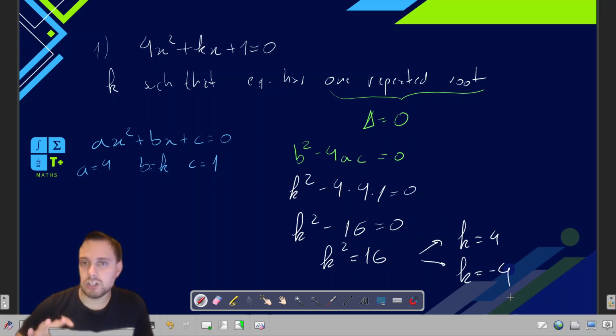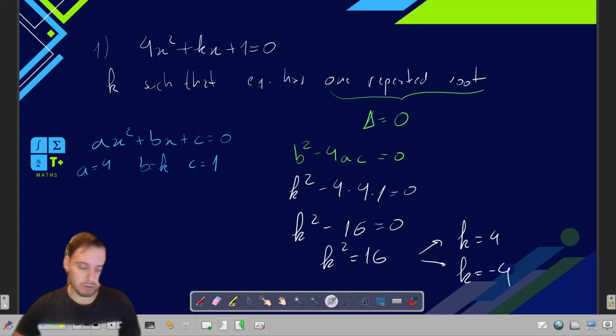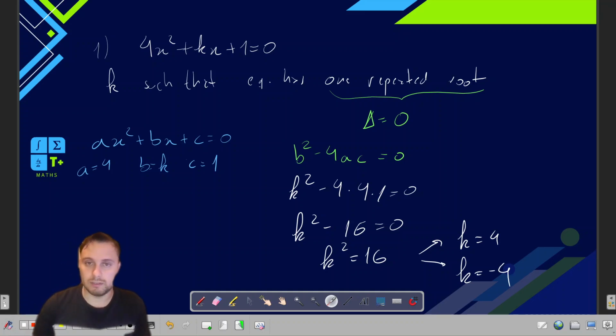And this is the end of this particular task because we only wanted the values for k so that it has one repeated root. The idea is if I plug in 4 or if I plug in negative 4, this equation will only have one solution. It's quite straightforward, I believe. Then another question could be, which are the solutions? Well, then you just solve using any method you like, using the value for k that you found. But in essence, it's quite straightforward.